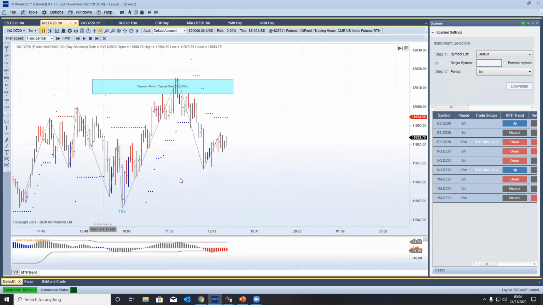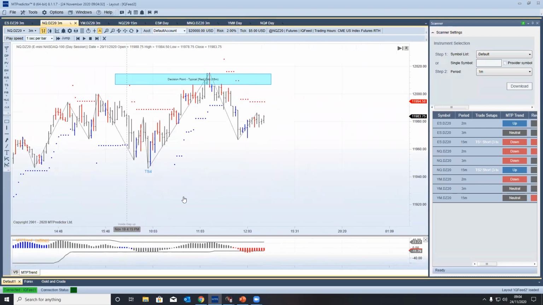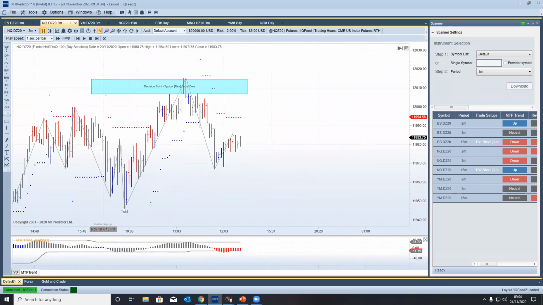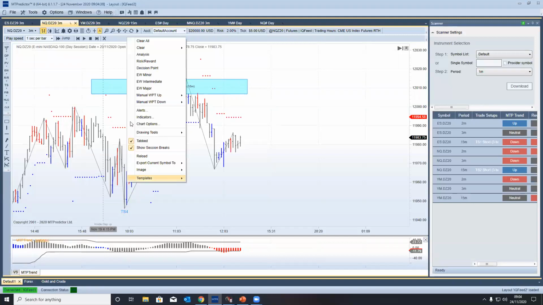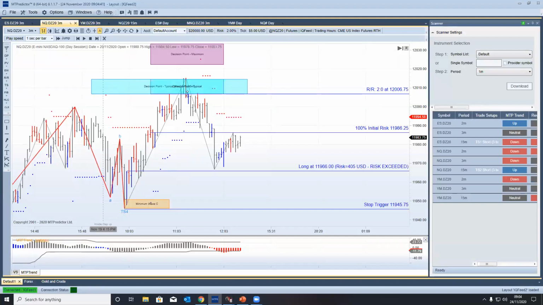This is what we had on the 3-minute chart. First and foremost, there was a TS4 buy setup a bit earlier in the day that would have got you a nice trade going up into that high there. If I place that on, you see that would have been a trade up there, in the direction the market was going up.